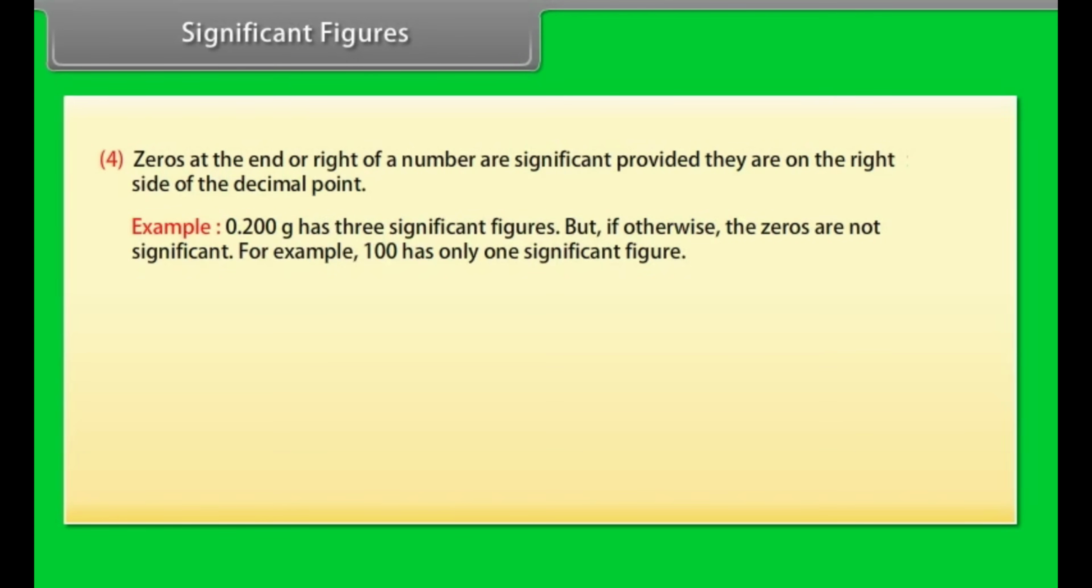0.200 gram has 3 significant figures. But if otherwise, the zeros are not significant. For example, 100 has only 1 significant figure.